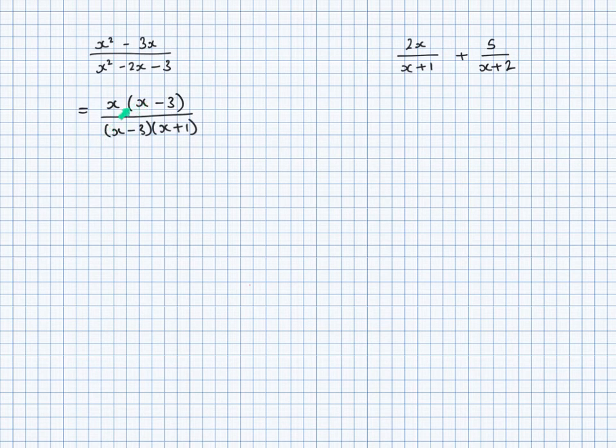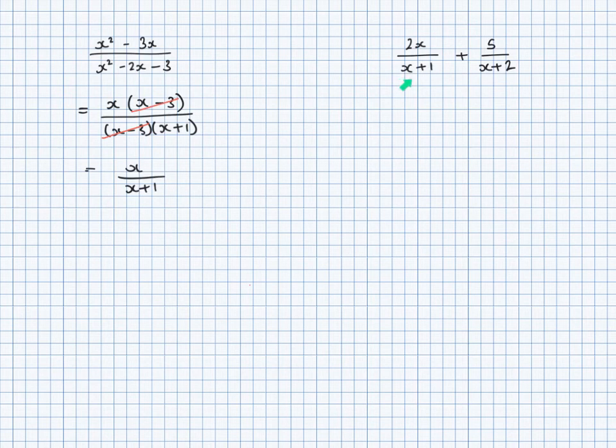Now, what we've actually done here is we've written the numerator as a multiplication. It's a multiplication of x times whatever is in this bracket, which is x take away 3. And the same at the bottom, I've got x take away 3 times x plus 1. When fractions are written in this form, where you're multiplying something here and you're multiplying something here, you can cancel down. So we can cancel down the x take away 3, and then our result is x over x plus 1.